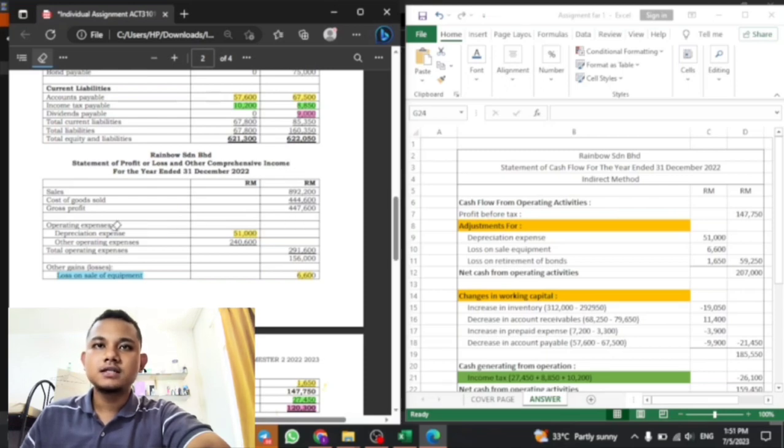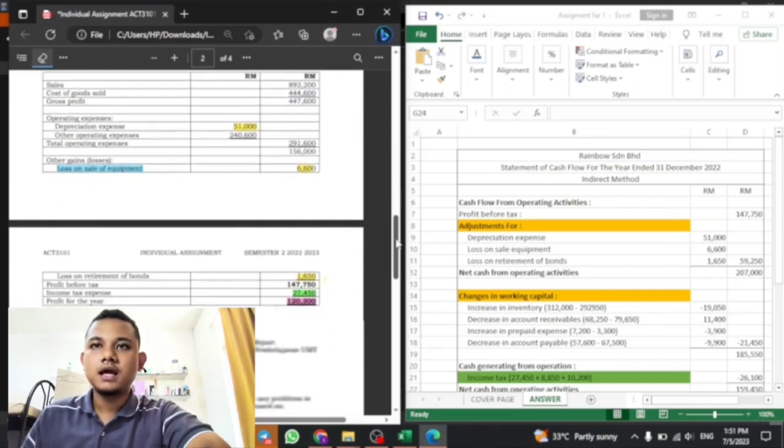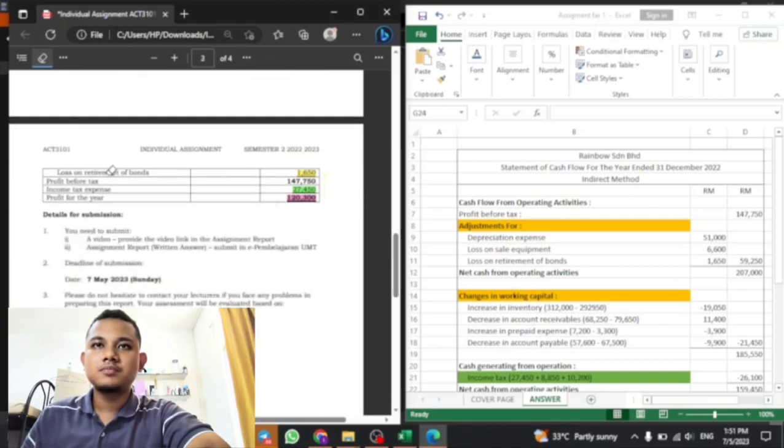If we look here, this is the depreciation expenses. Here is the loss on sales of equipment, and the last one is loss on retirement of bond. So I add all these amounts and I get RM59,250, and I add it to the profit before tax, and I get the net cash from operating activities, which is RM207,000.